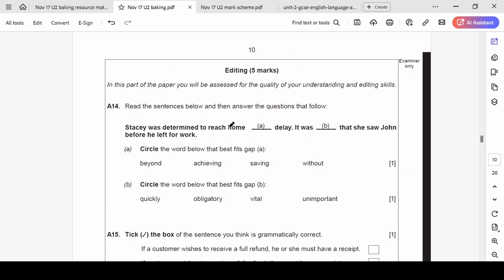So Stacey was determined to reach home beyond delay. Doesn't make sense to me. Stacey was determined to reach home achieving delay. Nah. She was determined to reach home saving delay. Doesn't really make sense, does it? Stacey was determined to reach home without delay. Yes, of course, it's that one, isn't it?